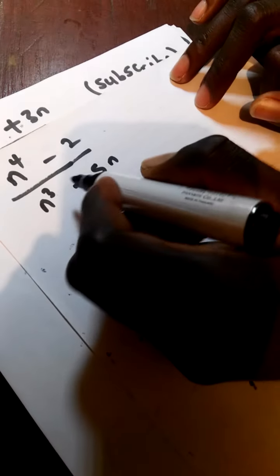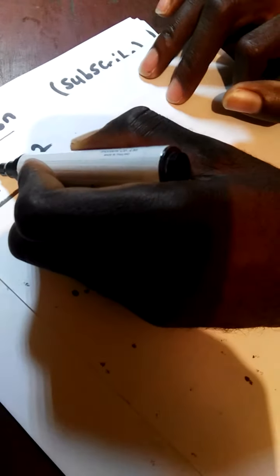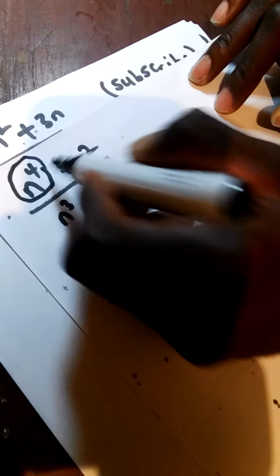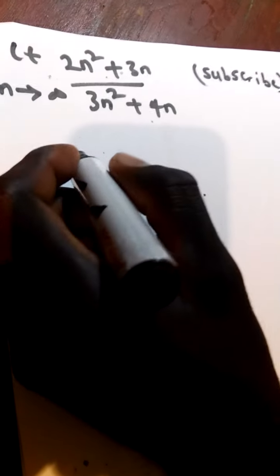Now if it was to be n to the power of 4 over n to the power of 3, for instance, minus 2 minus 5n, you divide through by the greatest power of n. What is the greatest power of n here? It is n to the power of 4. You divide through by this n to the power of 4. Now, in our question here, we are having 2n to the power of 2 and 3n to the power of 2. Now we are dividing through by n to the power of 2 in this particular question.